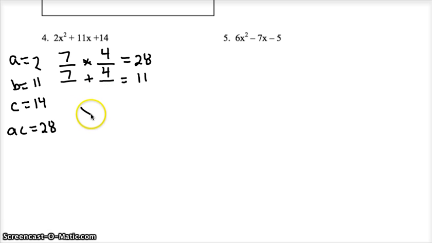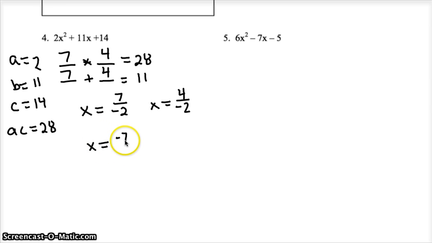Next step, I set up my two equations. X equals 7 over my negative a and 4 over negative a. Now I simplify. X equals negative 7 over 2. Remember that negative sign always needs to be on top. And x equals negative 2.